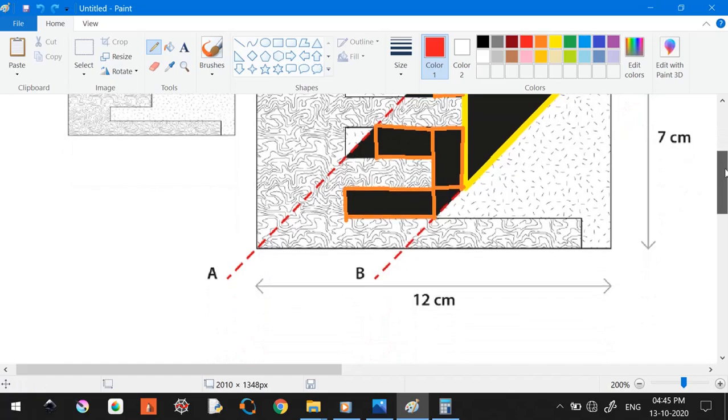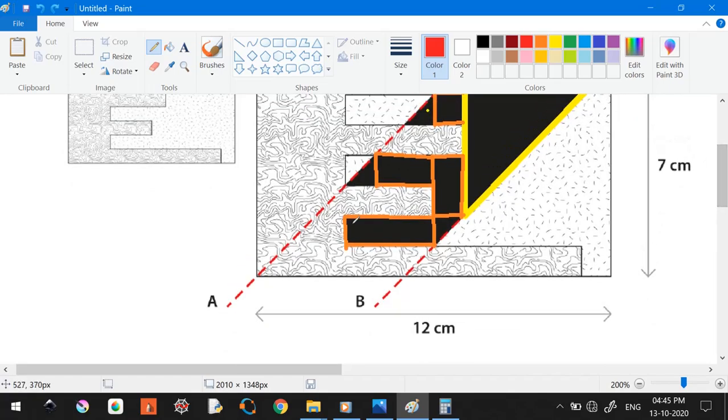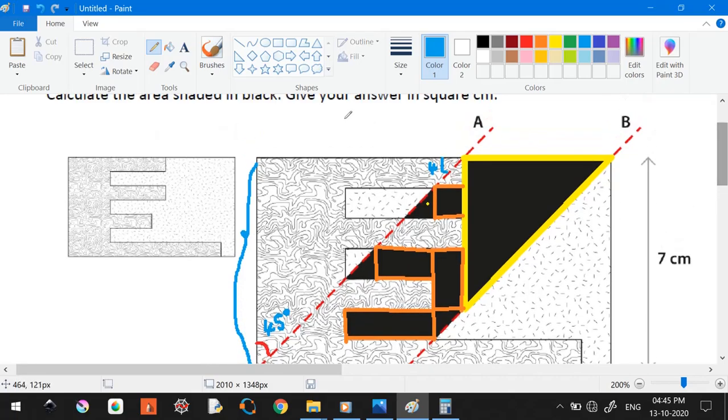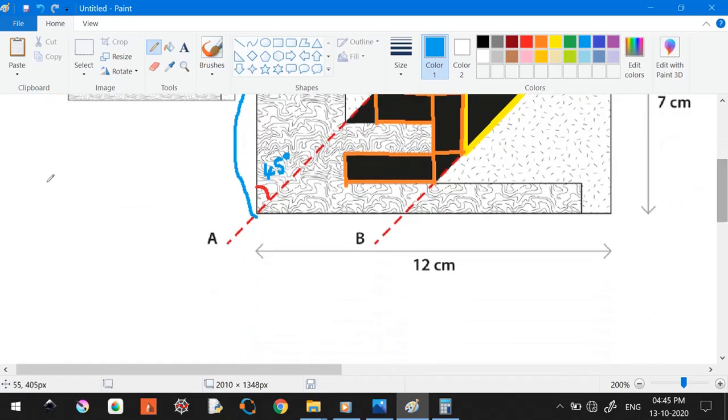So I will show you how easy it is to solve, because this is 45 degrees, given 45 degrees, right? If you see 45, the beauty of 45 degrees is this is also 45 degrees. So whatever the length here is actually going to be the same as here.